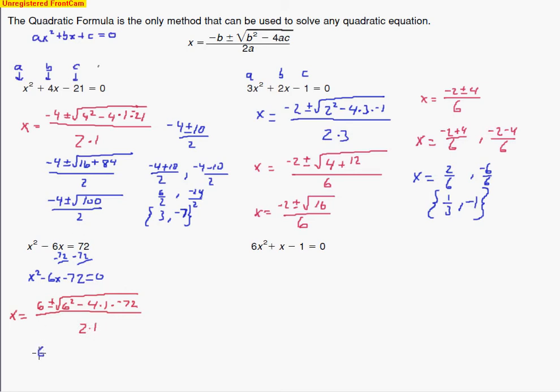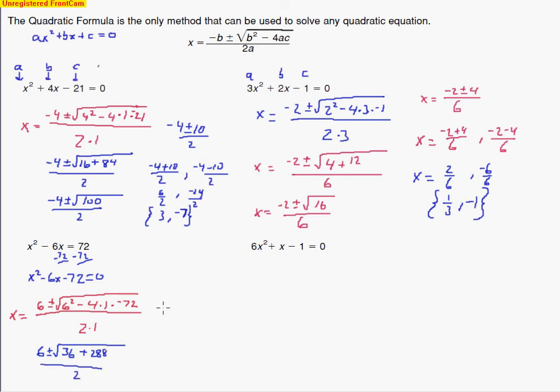We've got 6 plus or minus the square root. This makes 36, and it becomes another plus sign here because of the negative and the negative. Always watch for that. Odd number of negatives, it'll be minus, but an even number, it'll be a positive. So doing that work, we get 288. And this is all over 2.